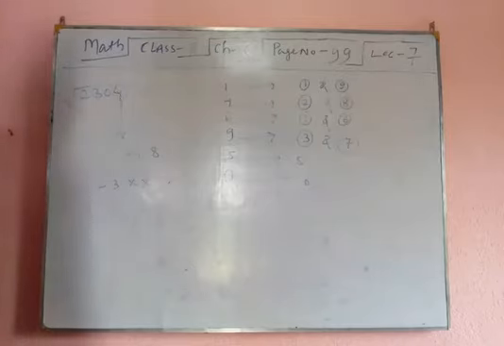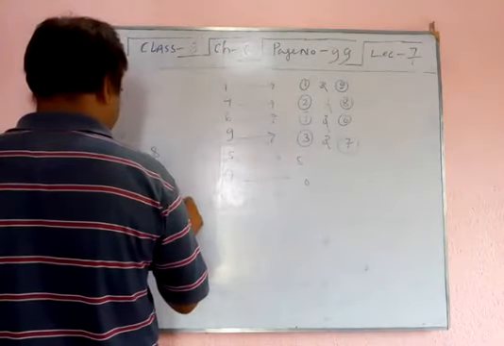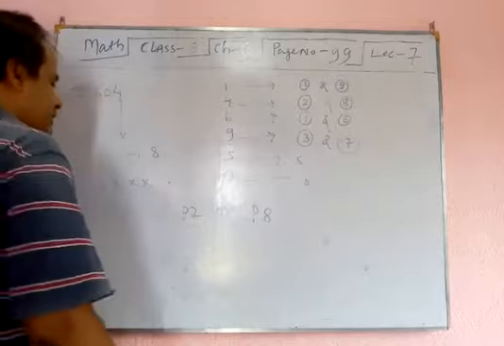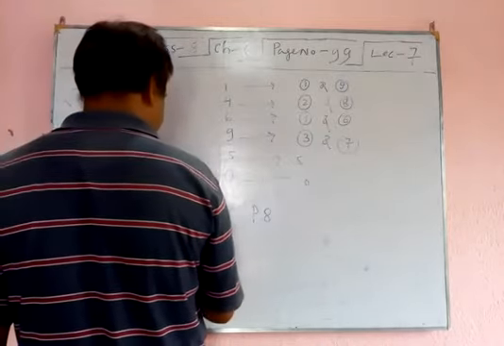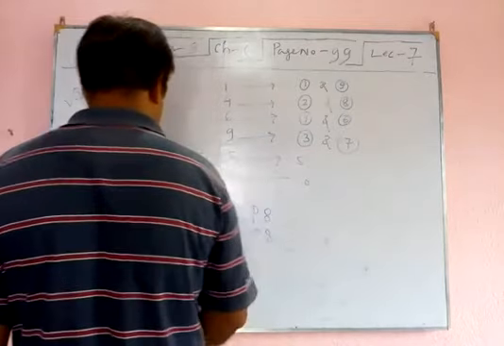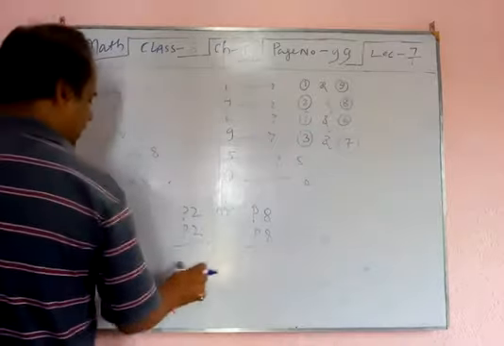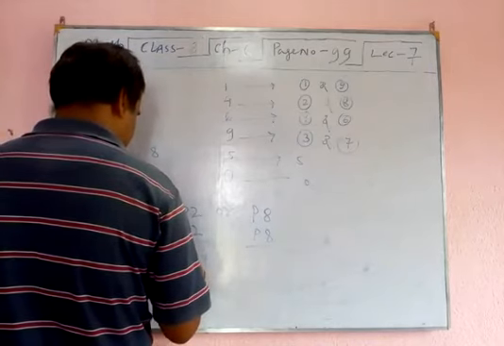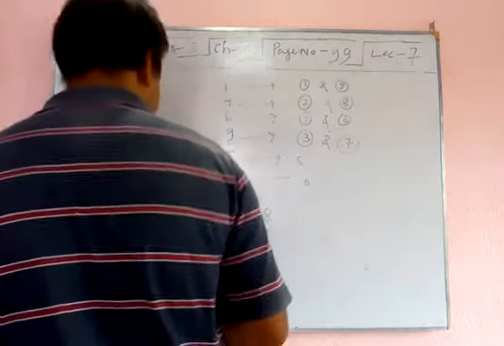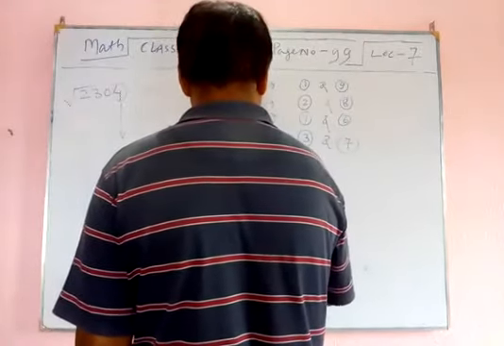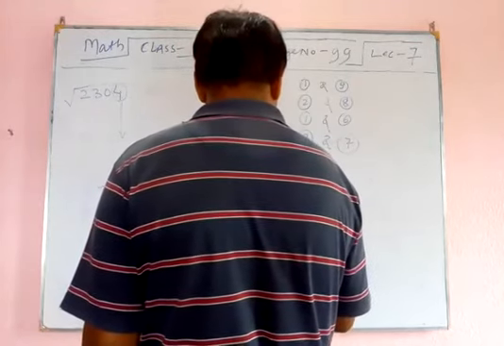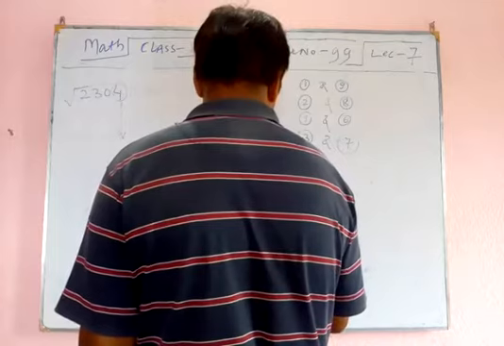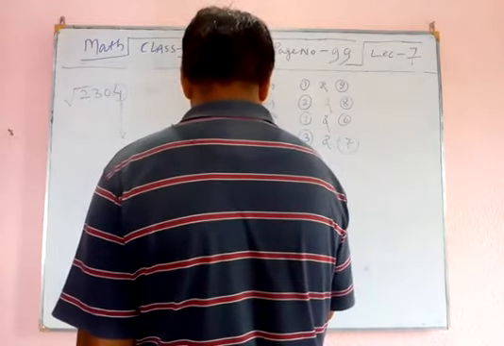For which number? Suppose number is P2 or P8. So if we multiply with P2 or P8, then what will happen? Here it will be the 4 and here it will be the 4P and here it will be the P square. You can say here Q. Here it will be the 4, 16Q plus 6 and here it is the Q square.